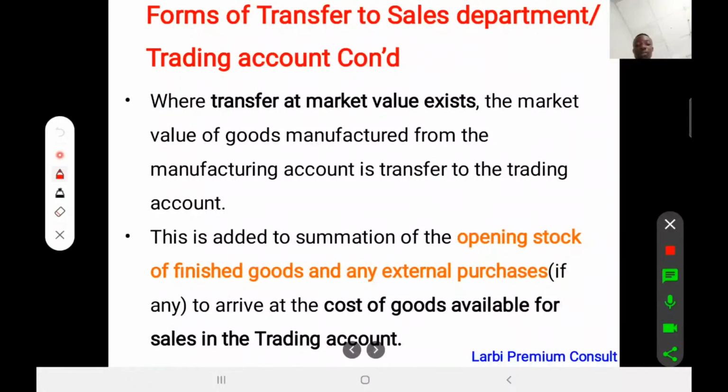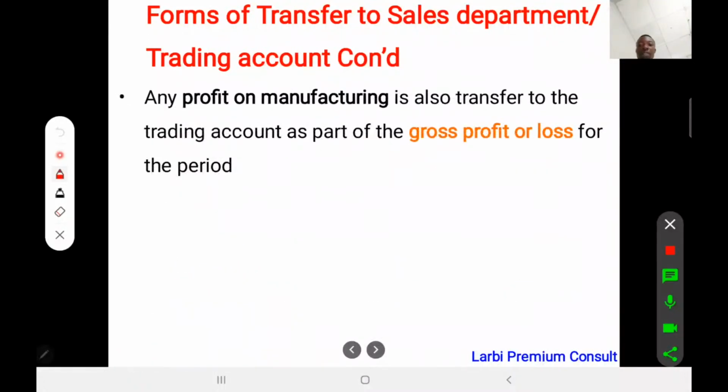I think I made emphasis on that. Any profit on manufacturing is also transferred to the trading account as part of your gross profit or loss for the period. So that's how these transfers are undertaken with respect to at cost and at market value.